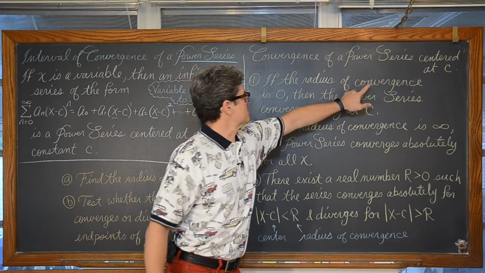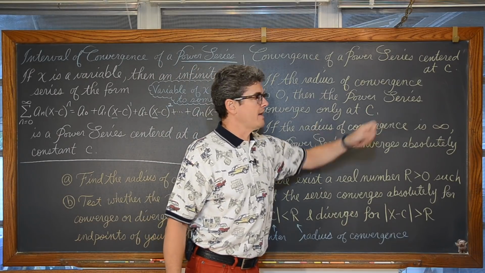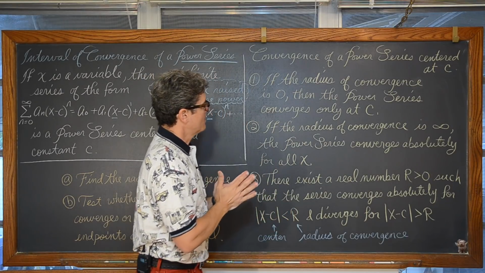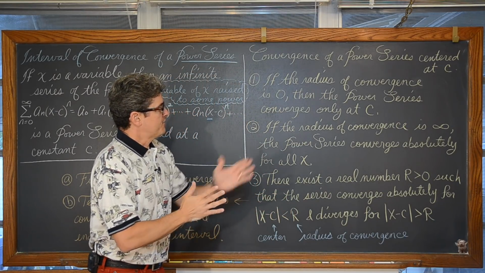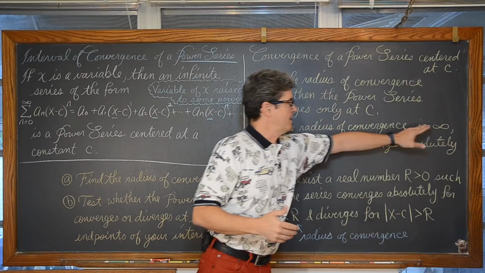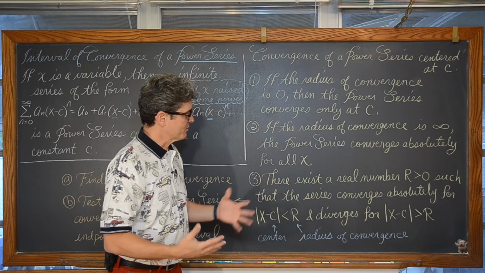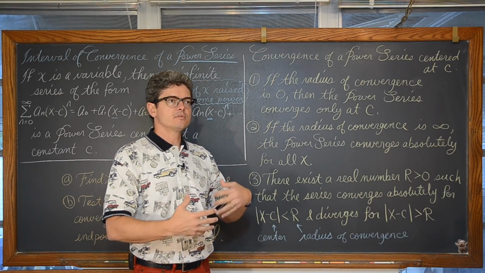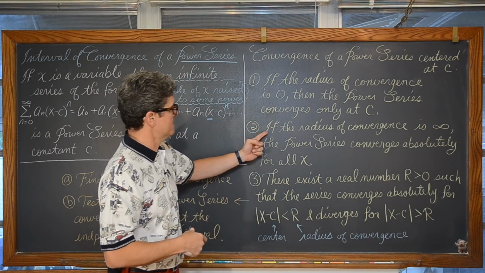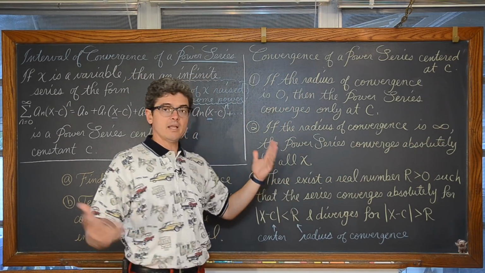If the radius of convergence is equal to 0, then the power series is said to converge only at that constant c, the center of that power series. Then there's the case where the radius of convergence is infinity, and finally the third outcome, which is the result of setting up the ratio test and looking at what we ultimately arrive at. It'll be clear as we do the examples. If the radius of convergence is infinity, then the power series converges absolutely for all x. It doesn't even matter what x is.